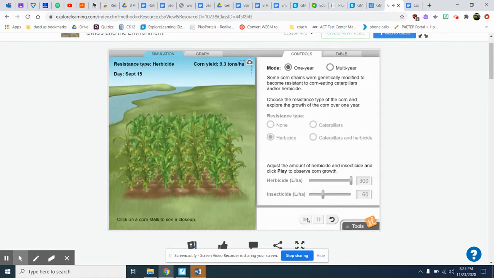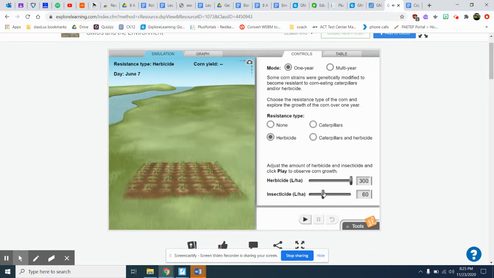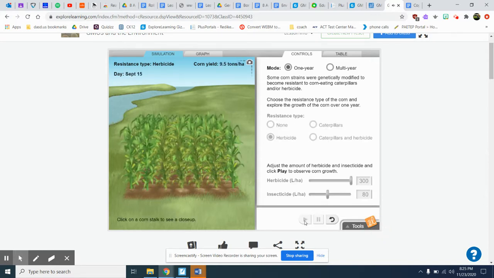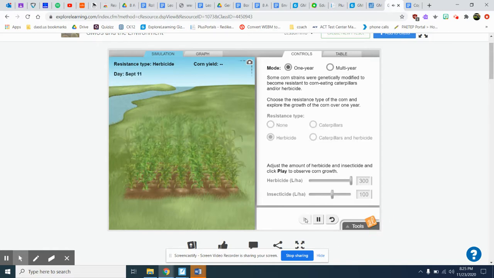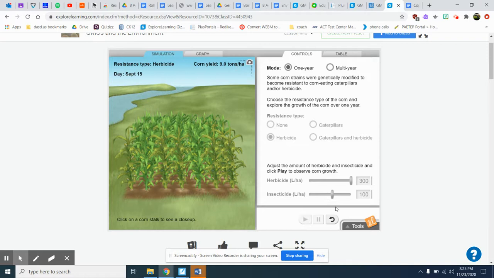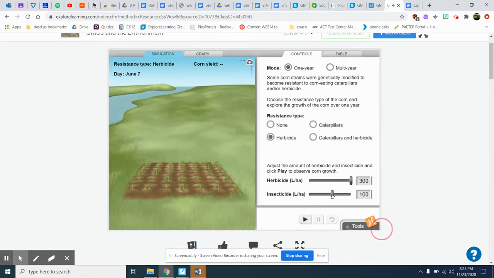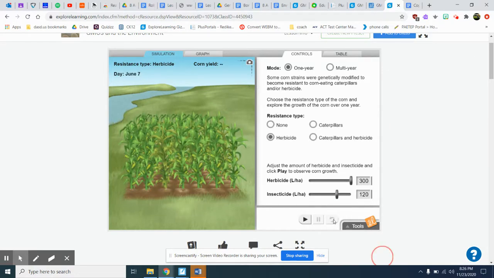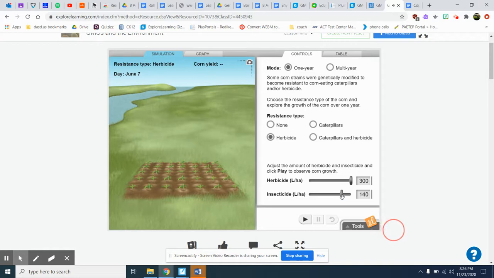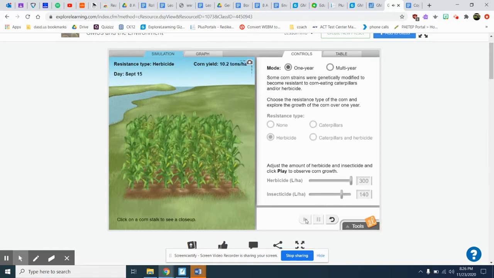Run the simulation, 9.3 tons. What are we noticing? We're noticing a little bit of a trend here. Let's reset. 20 plus 60 is 80. I know you did that in your head. 9.5. Reset. 60 plus 20 is 80, plus another 20 is now 100. 9.0 tons per hectare. Hopefully you're seeing the trend. 9.1, so not much of a difference there.